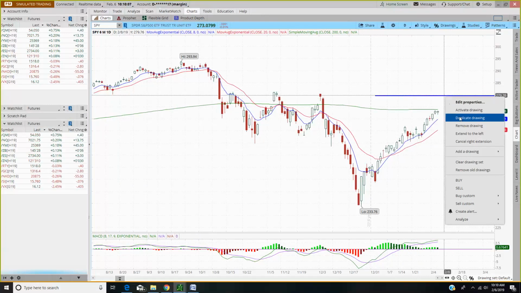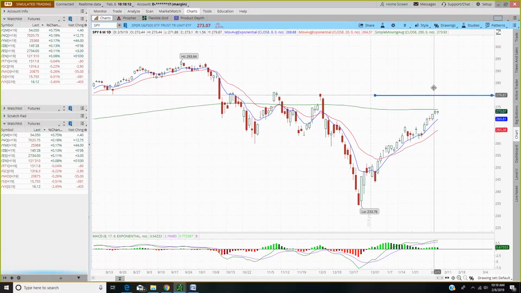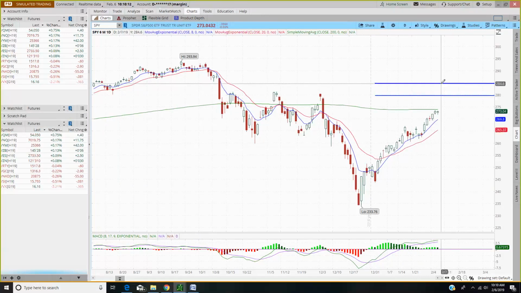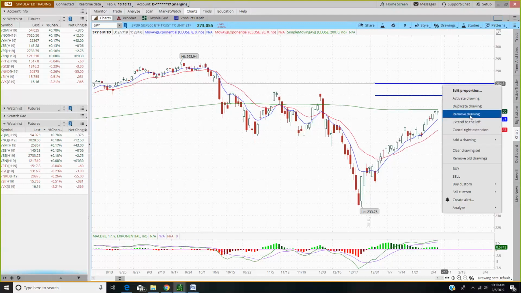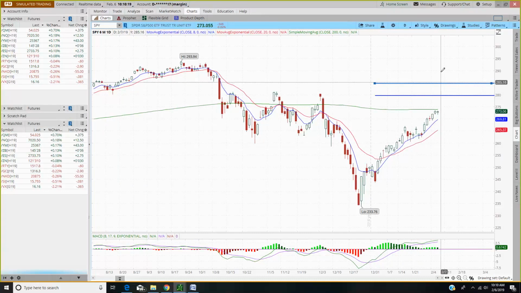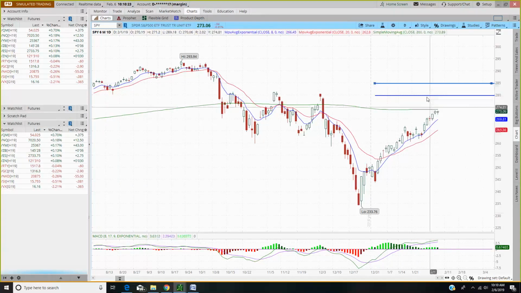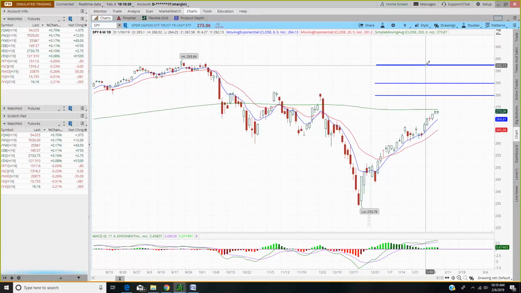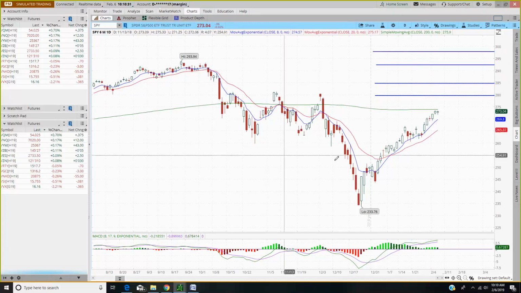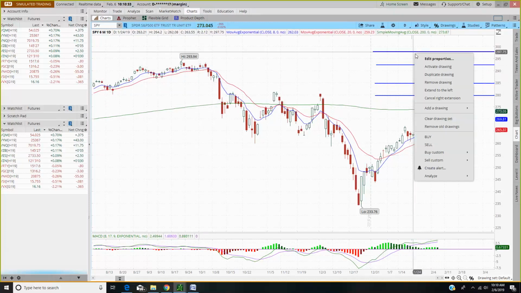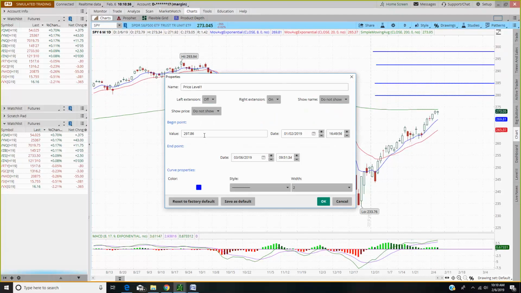Then I'm going to do a duplicate drawing. Just bear with me for a second. Extend it to the right, so it's already to the right. I'm going to do another duplicate. Right-click, duplicate. All I'm doing is making 4 lines. Don't worry about where they're at. This is what yours will look like. Now I'm going to click on this first one, go to Edit Properties, and this is where I'm going to change the numbers.